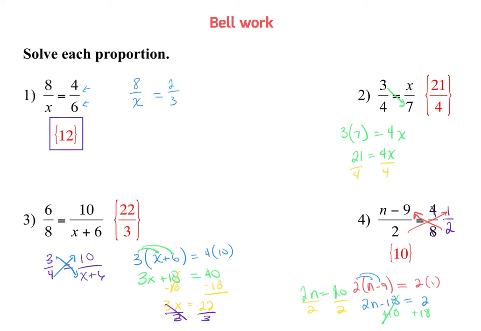So you should have gotten 12 for number 1, 21/4 for number 2, 22/3, and then 10.